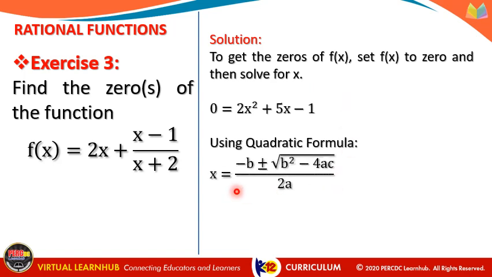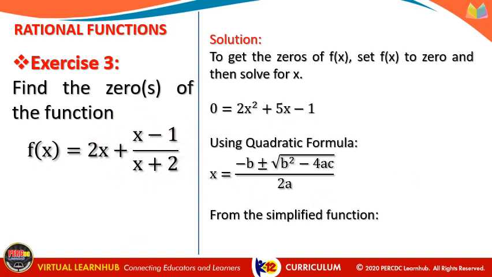Again, the formula is x is equal to negative b plus or minus the square root of b squared minus 4ac all over 2a. Again, use plus for one of the roots. Use minus for the other root. From the simplified function. So again, ang basehan na natin ngayon, syempre ito, hindi na yung original.